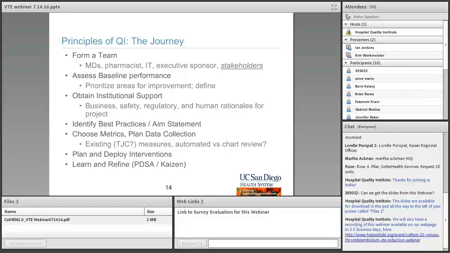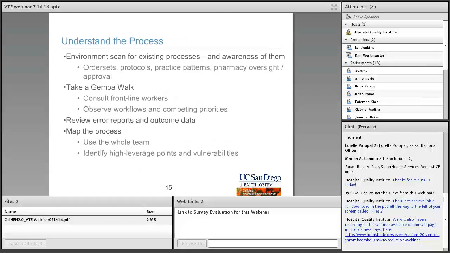Only after all these steps are taken do you want to plan and deploy your interventions to fix your system. And then, of course, you are sure to need several PDSA cycles, Plan, Do, Study, Act, to help learn and refine your processes. That's the spirit of Kaizen or continuous improvement. So it will be a long-term struggle. You just have to hunker down and be ready for that. Very important to understand how things work at your hospital. So I recommend doing what we call an environment scan.